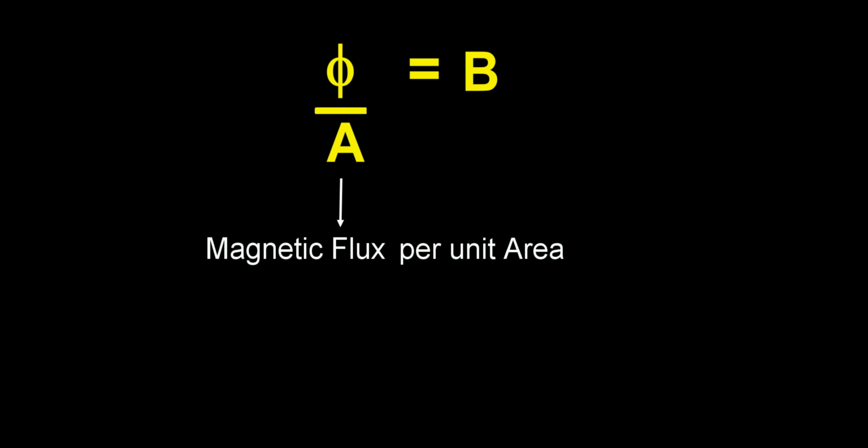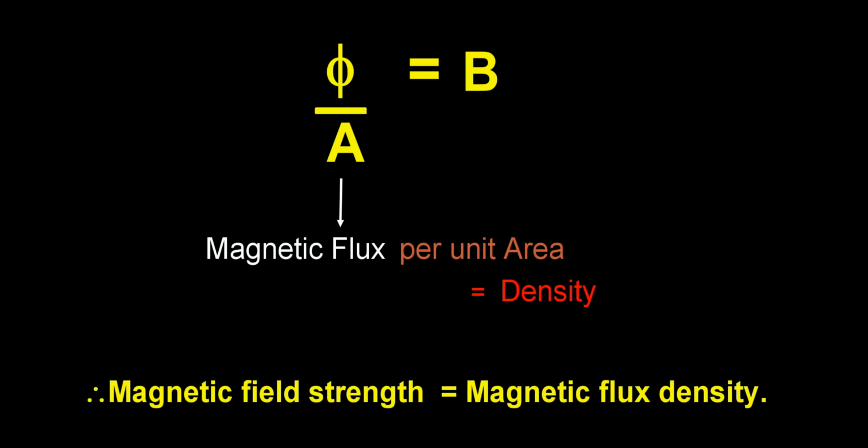If we shift the formula around, we can see that magnetic field strength is given as magnetic flux per unit area. When we divide something over unit area, we are actually finding the density of that particular substance. Therefore, magnetic field strength can also be known as magnetic flux density.